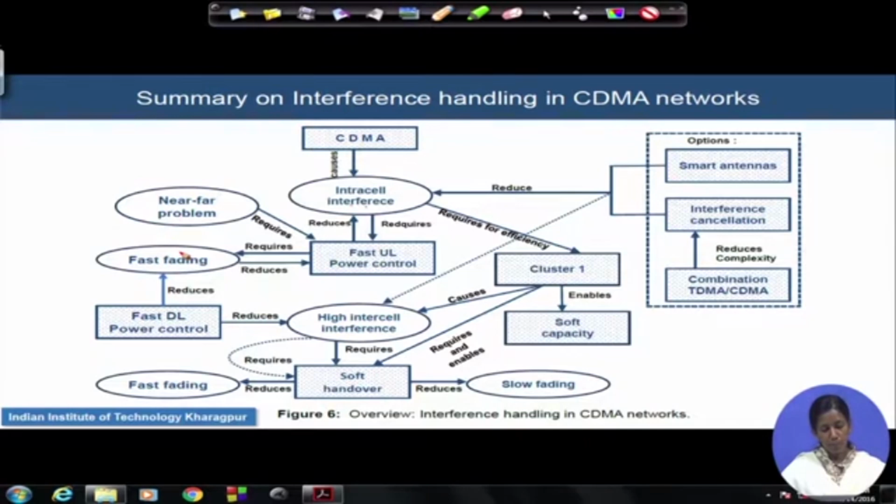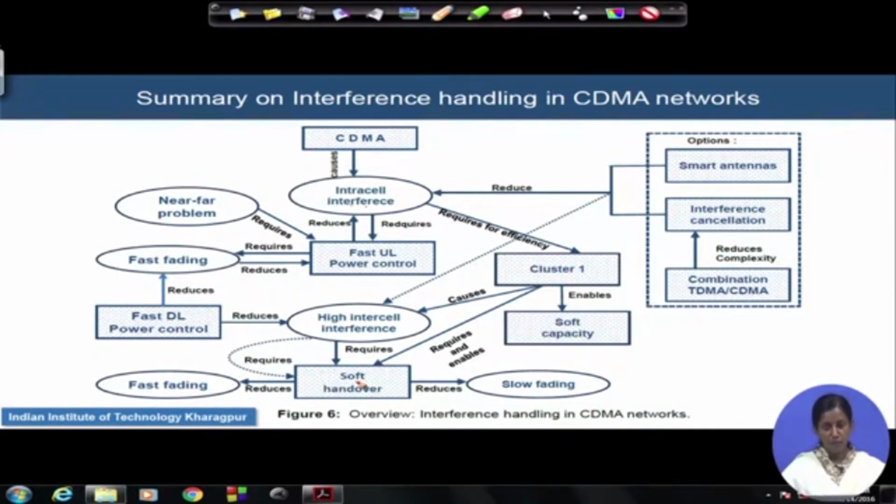The fast uplink power control is also related to this fast fading. The fast fading effect will be reduced if we can apply uplink power control. And now remember, we talked about the cluster 1 kind of deployment. The deployment of cluster 1 enables soft capacity. Cluster 1 is essential to increase the efficiency of the network, but to have an efficient deployment of cluster 1, you need the handover.